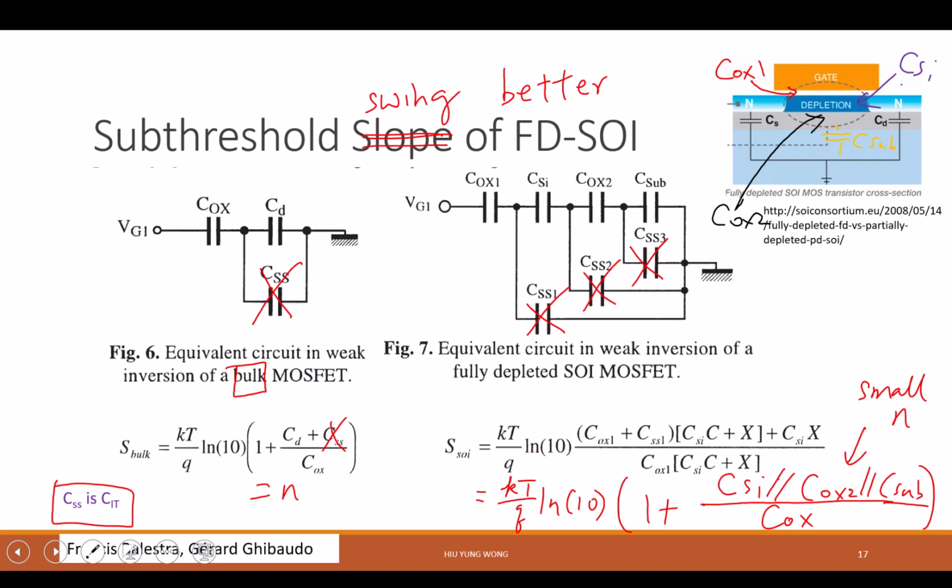So at 300 Kelvin, you will get 60 millivolt per decade. I realize I have some internet instability. Let me know if you cannot hear anything so I can repeat.